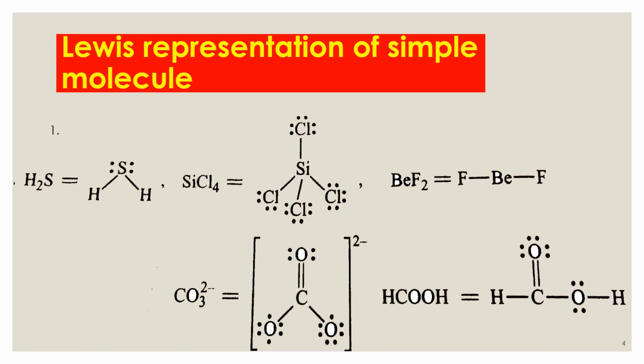Here very important few molecules are given. Hydrogen sulfide, sulfur is the central atom. Around the central atom 2 bonded pairs and 2 lone pairs are there. Lone pairs are represented in dots. So 4 dots, that means 2 lone pairs, and 2 lines. These 2 lines represent covalent bonds, therefore 8 electrons: 2 bonded pairs, 2 lone pairs. Similarly, silicon tetrachloride is also represented as shown in the figure.